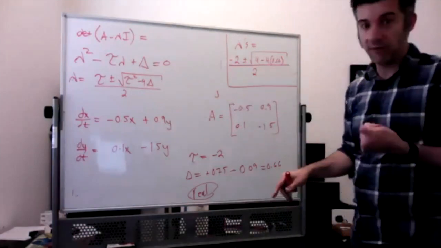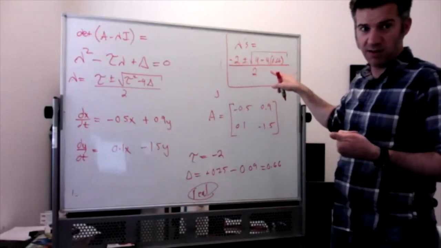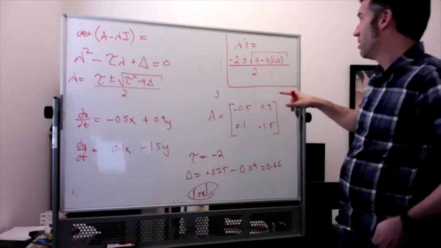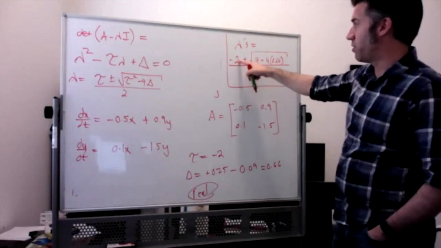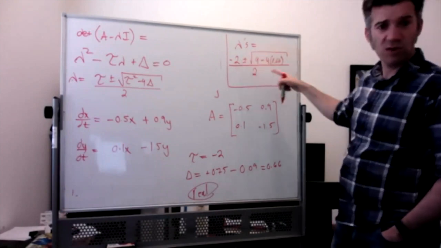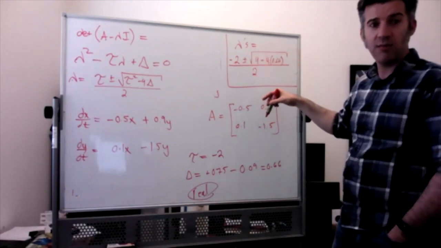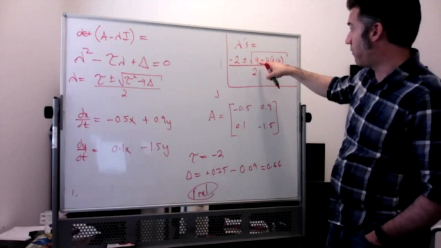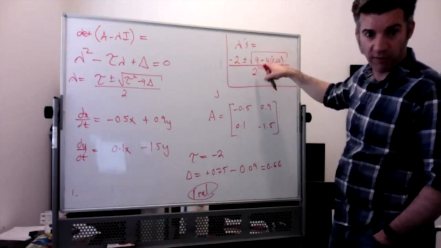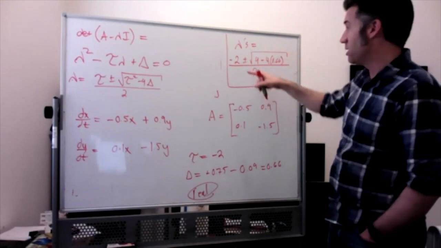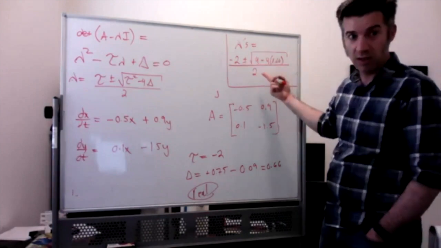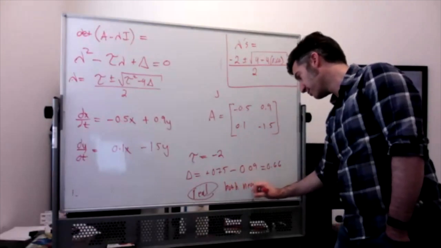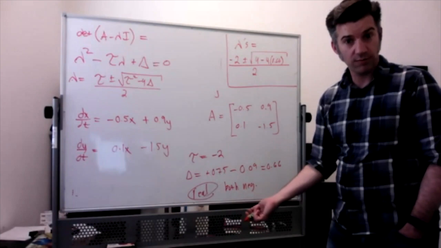Okay, so we know everything's real. They can't both be positive because you have -2 minus a thing. Are they both negative though, or are they opposite signs? Well, this is -2 plus a number. Is this number bigger than 2 or smaller than 2? That number happens to be smaller than 2. So you've got 4 minus a number, and the square root of 4 minus a number is going to be smaller than 2. -2 plus a number that's smaller than 2 is still negative. So they're both negative, which means we have a sink or a stable node.